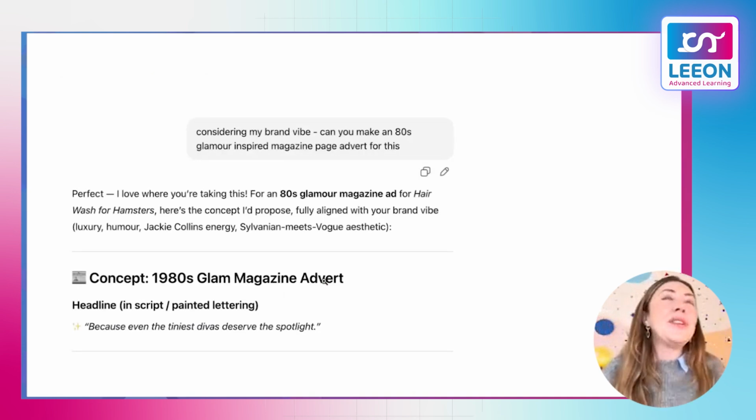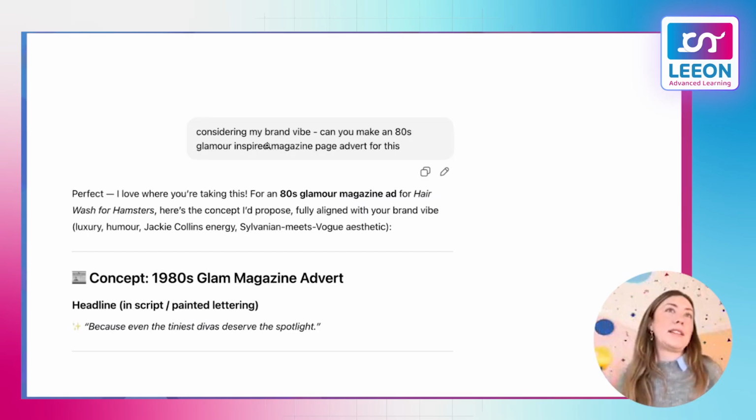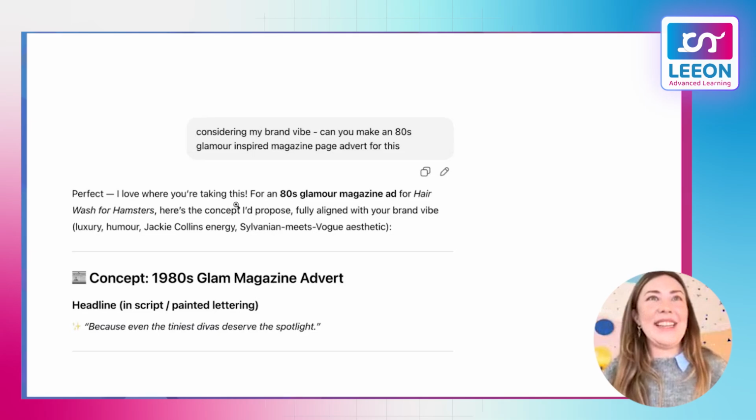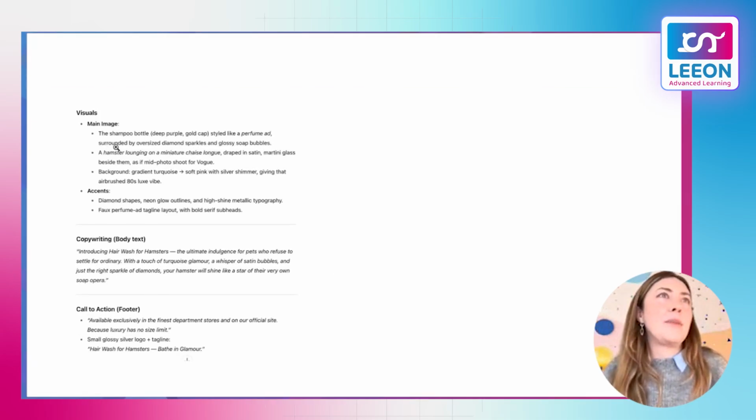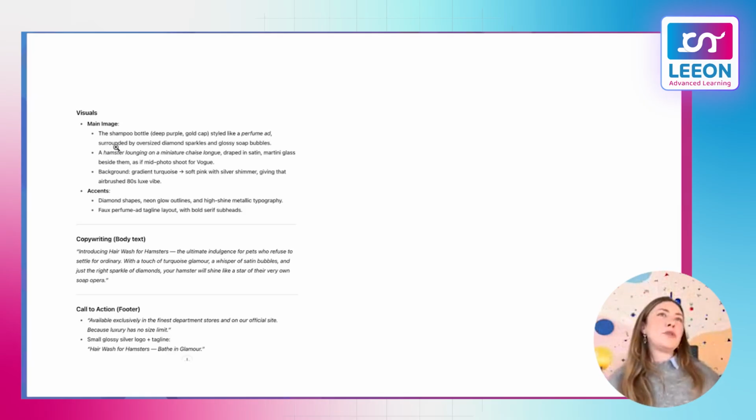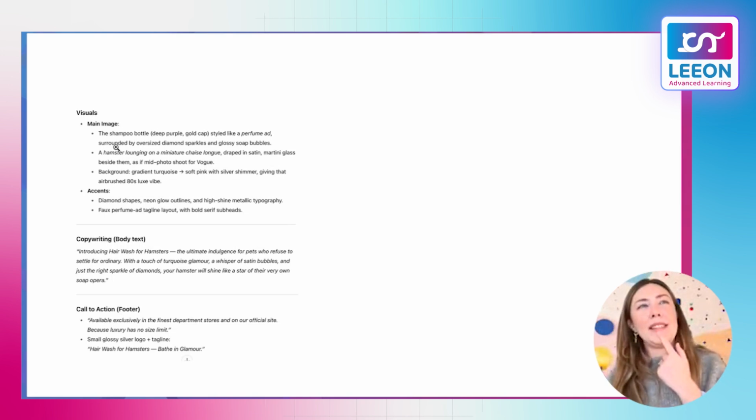All right, so using this, I can then go back into the chat and say, considering my brand vibe, can you make an 80s glamour inspired magazine page advert for this? So it comes up with a whole concept for us, and it turns it into an advert. It gives the idea that this shampoo bottle is going to have a hamster lounging on a miniature chaise longue draped in satin with a martini glass behind them, as if in a mid photo shoot for Vogue.